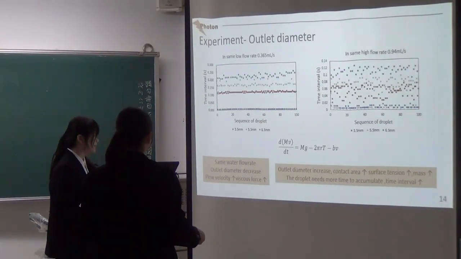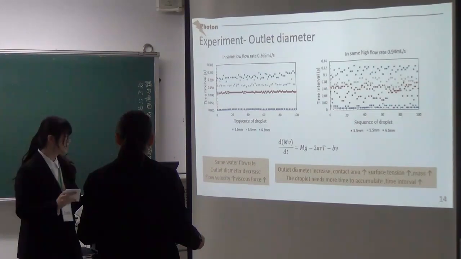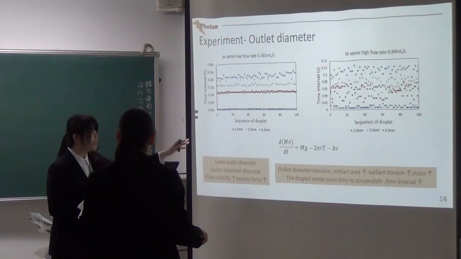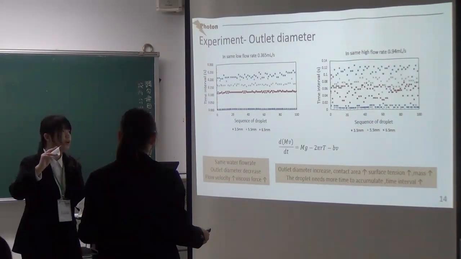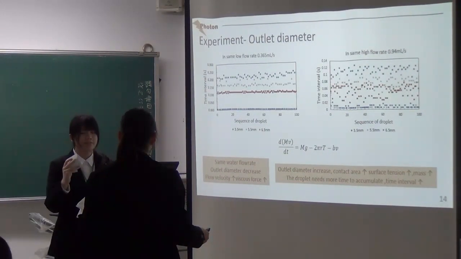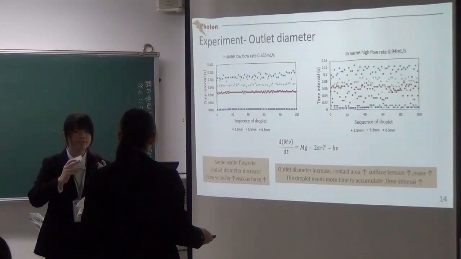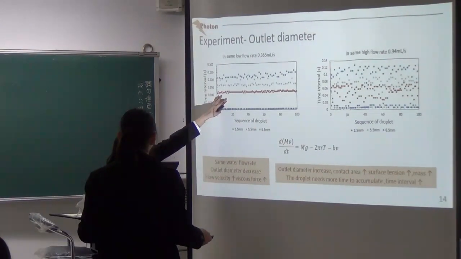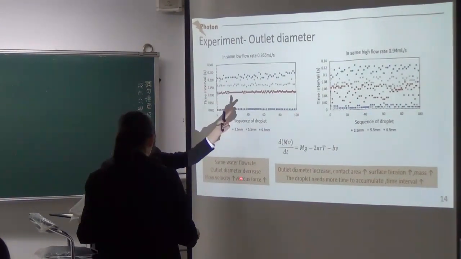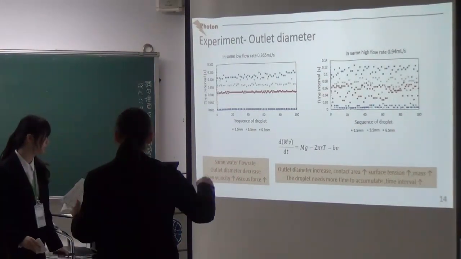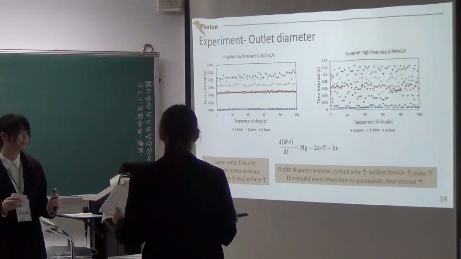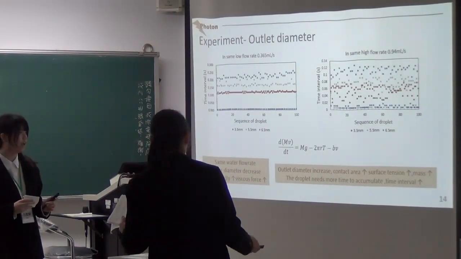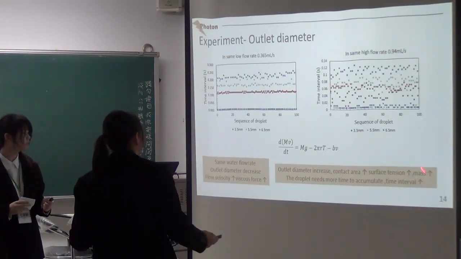Okay, because we control the same water flow rate, so when the outlet diameter decreases, the water velocity will increase, so the viscous force will increase, the water is more stable, so only some have the single reading. So this means that when the outlet diameter decreases, the flow velocity will go up and the viscous force will go up. Yes. Okay. And how about this?